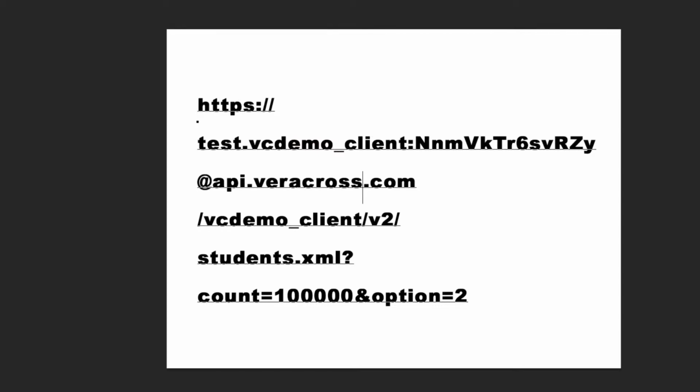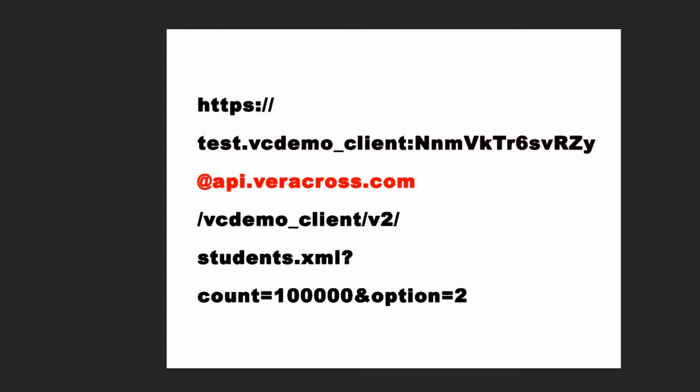As you can see from the first line, this is a secure connection. The second line contains the username and password separated by a colon. To the left of the colon is the username, and to the right the password. You'll need to get your own username and password from your account manager. I've shortened this password to make it easier to read, so don't try it at home because it won't actually work. The third line is the API of the server.